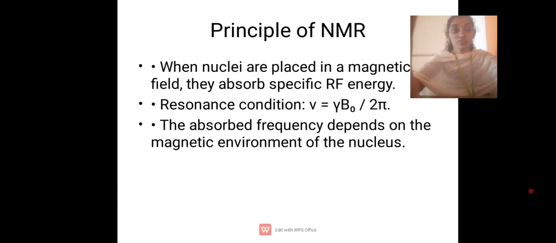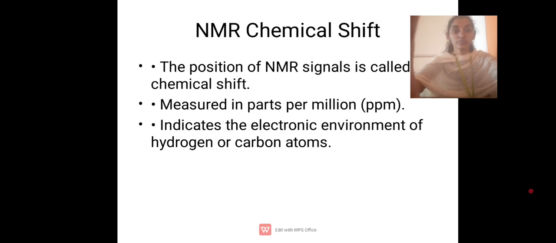Principles of NMR spectroscopy. When nuclei are placed in a magnetic field, they absorb specific RF energy. Resonance condition: ν = γB0 / 2π. The absorbed frequency depends on the magnetic environment of the nucleus.